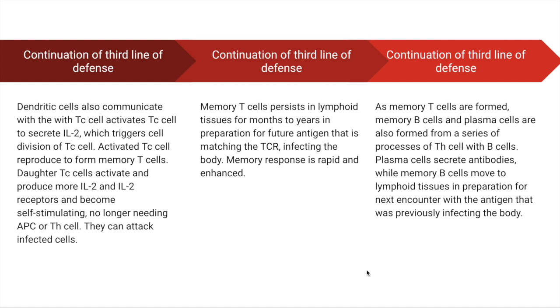Not only memory T cells are formed, but memory B cells are also formed. Memory B cells and plasma cells are formed through a series of processes conducted by Th cells and B cells. The plasma cells secrete antibodies or immunoglobulin, while memory B cells move to lymphoid tissues in preparation for the next encounter with that specific antigen that was previously infecting the body.